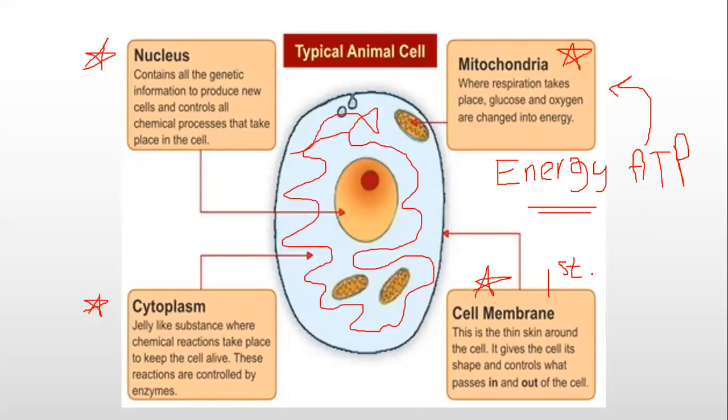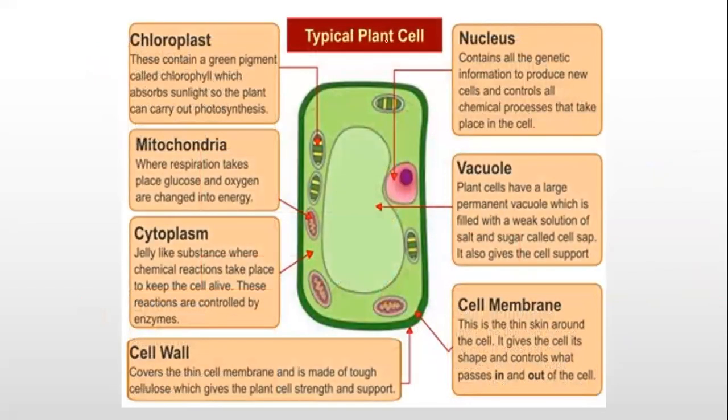Talking about cell membrane, I told you it is the outermost layer, the first outermost layer in the animal cell, and it's the second most outermost layer in the plant cell. Plant cell के अंदर जो first outermost layer है वो cell wall है. Animal cell do not have a cell wall. They only have cell membrane as their most outermost layer. This is the thin skin around the cell, and it gives the cell its shape and controls what passes in and out of the cell. That is why this cell membrane is also known as selective cell membrane. It is selective towards some substances and doesn't let everything enter inside the cell.